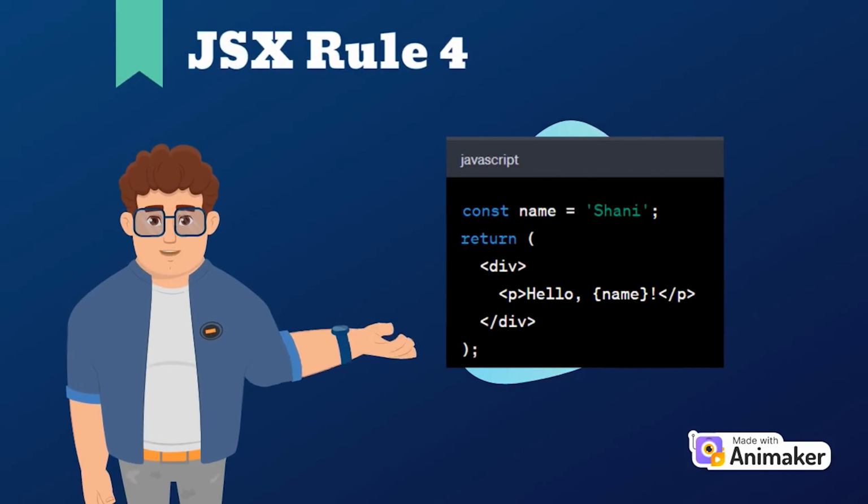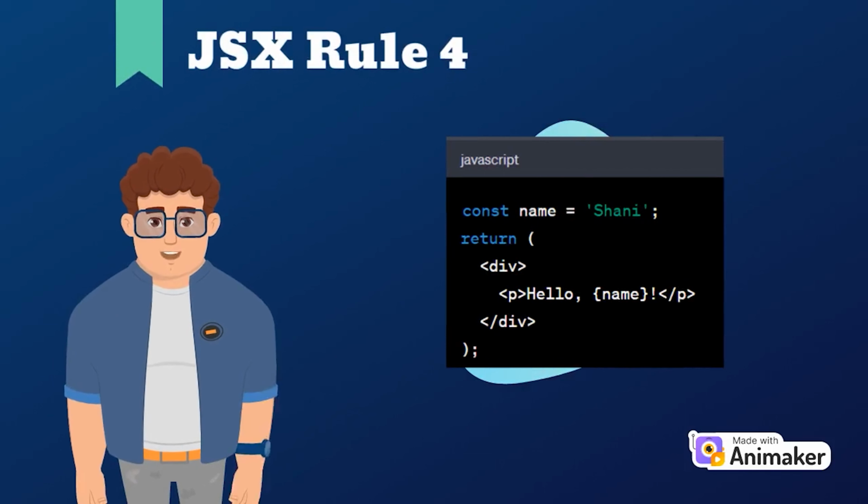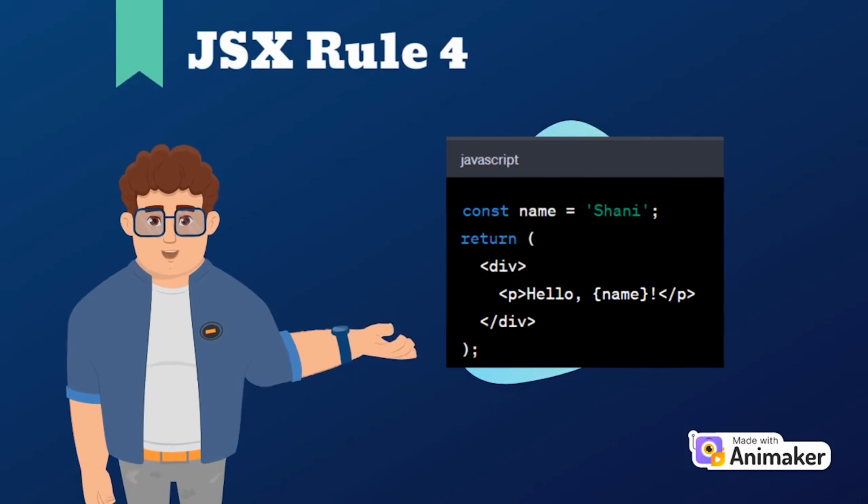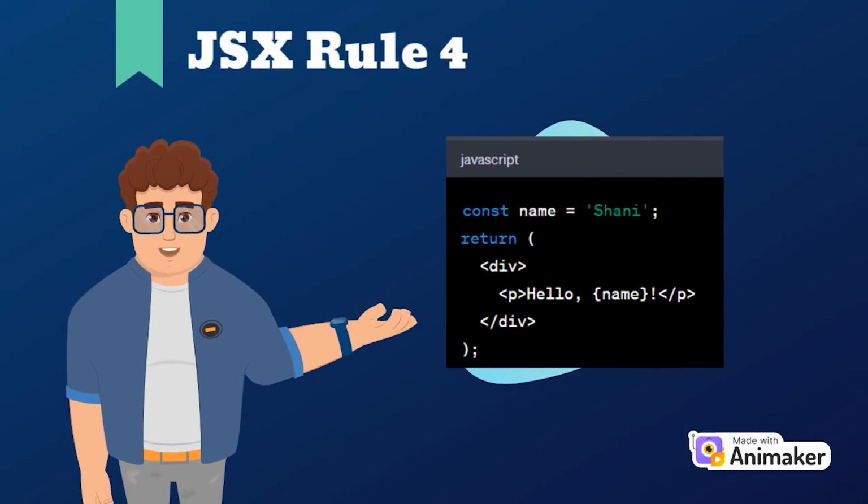Another JSX rule to keep in mind is that we cannot use JavaScript expressions directly in JSX code. Instead, we need to wrap them in curly braces, like this. Here, we're using the JavaScript expression name to dynamically insert the value of the name variable into our JSX code.